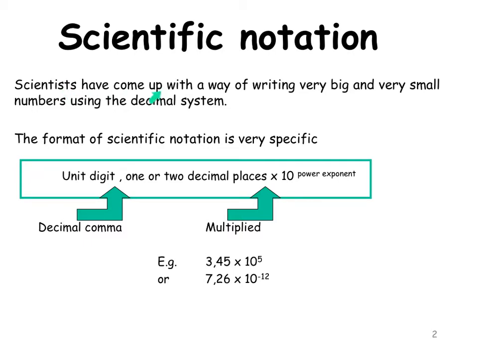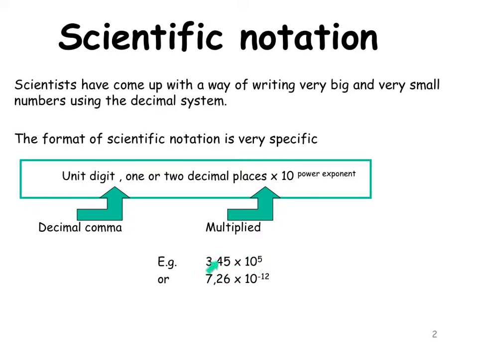Scientific notation is just one of those things that we need to know something about. It's not going to get tested on its own, but it'll get tested in other questions. It's a way of writing very big and very small numbers. You write the units digit, a decimal place, 1 or 2 decimal places, times 10 to the power of something or other. So, for example, 3,45 times 10 to the power of positive 5.